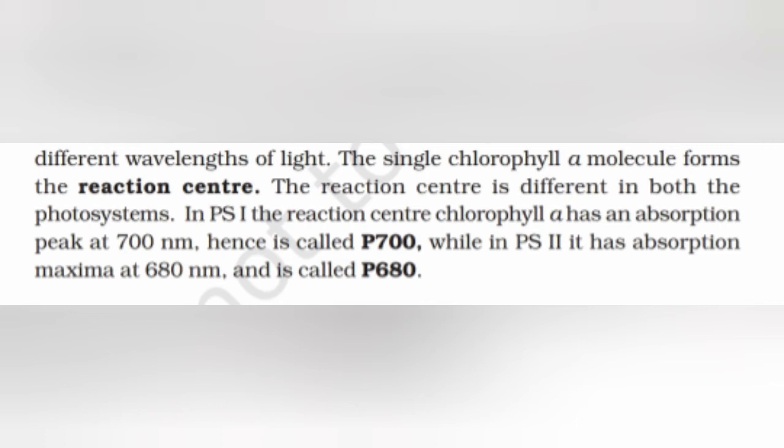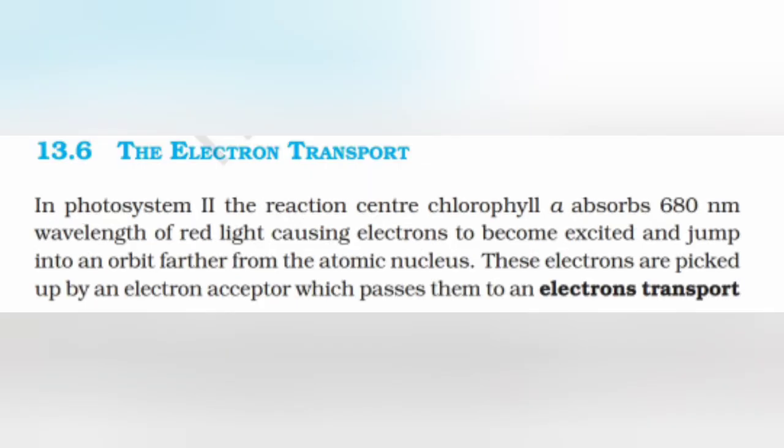In PS1, chlorophyll A has absorption peak 700 nanometer. Hence, it is termed as P700. While in PS2, it has absorption maxima at 680 nanometer and hence called P680. So PS1 is P700 and PS2 is P680. The electron transport. The next.